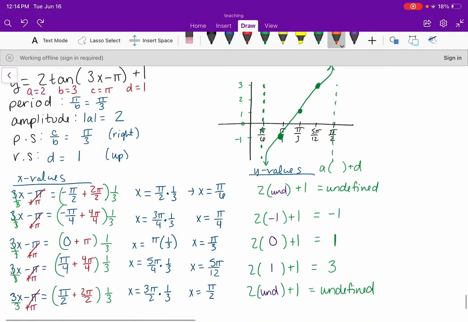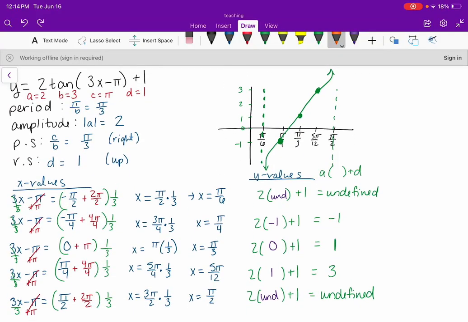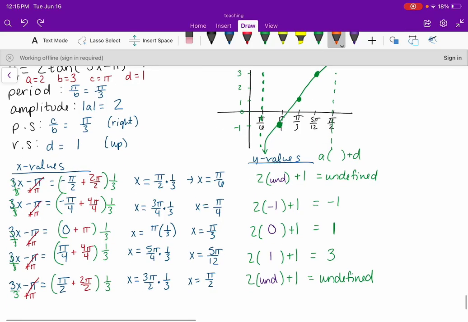X values are a little harder to check, but some things you can look for: if you take your last X value minus your first X value, it should equal your period. The phase shift is hard to check, but if you use these points, then the phase shift will end up as the middle, like your third point.